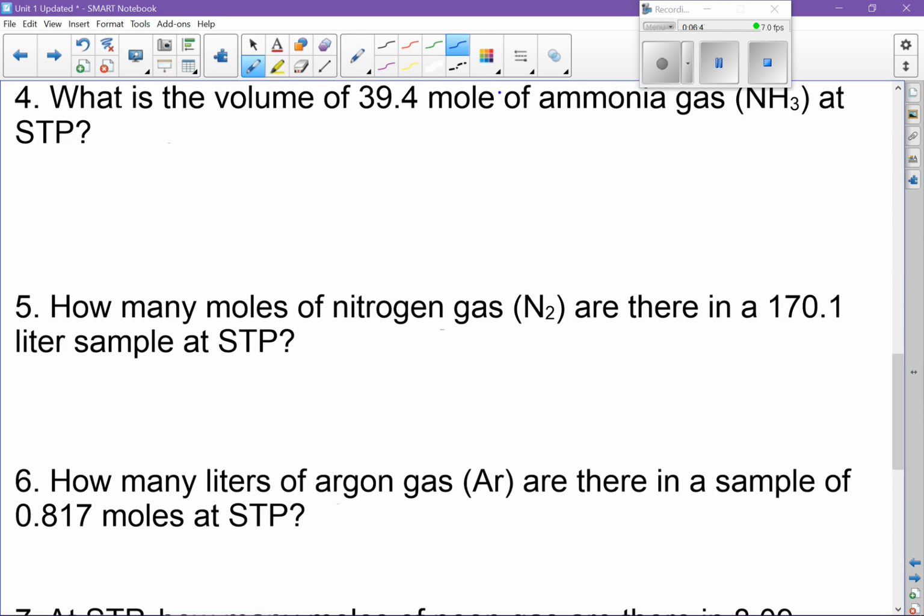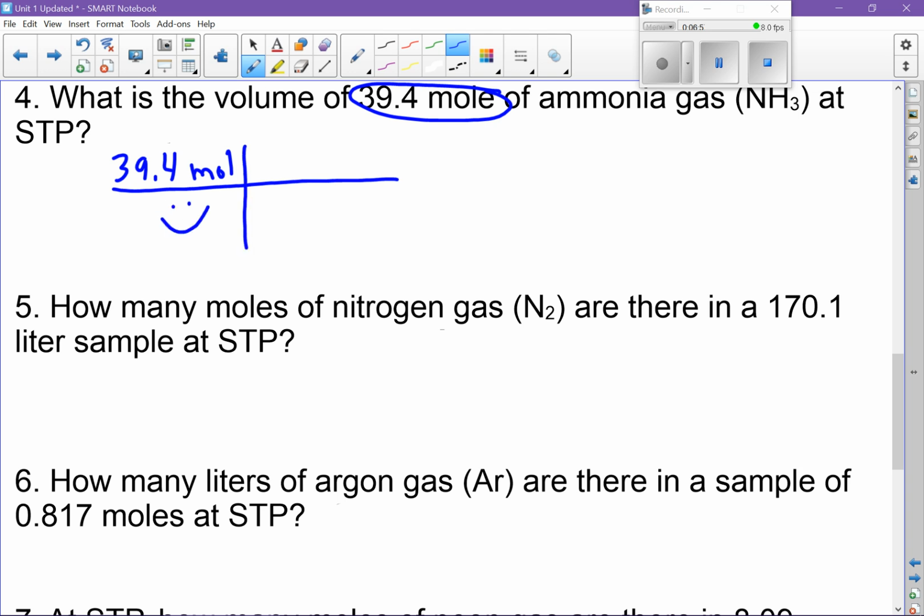Alright, next one. Here's the number that they gave me. That's what we're going to start our fence with. Don't forget to put the unit with it. Draw your fence. Nothing down here. Moles up, moles down. Whatever is up has to go down. The question says, what is the volume? That means I'm looking for liters.